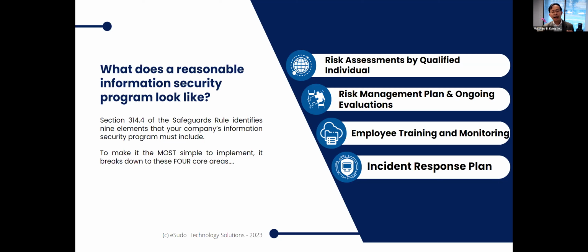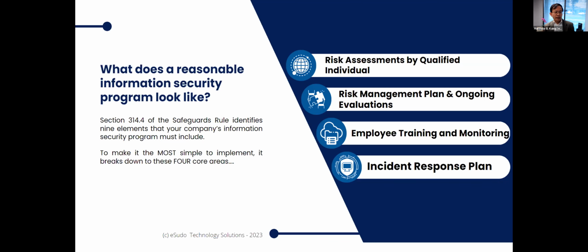And lastly is having an incident response plan. In the event something happens, just like that CPA firm, if you have an incident response plan, you have a written policy to know what to do in the event that you get compromised, and who's responsible for what.